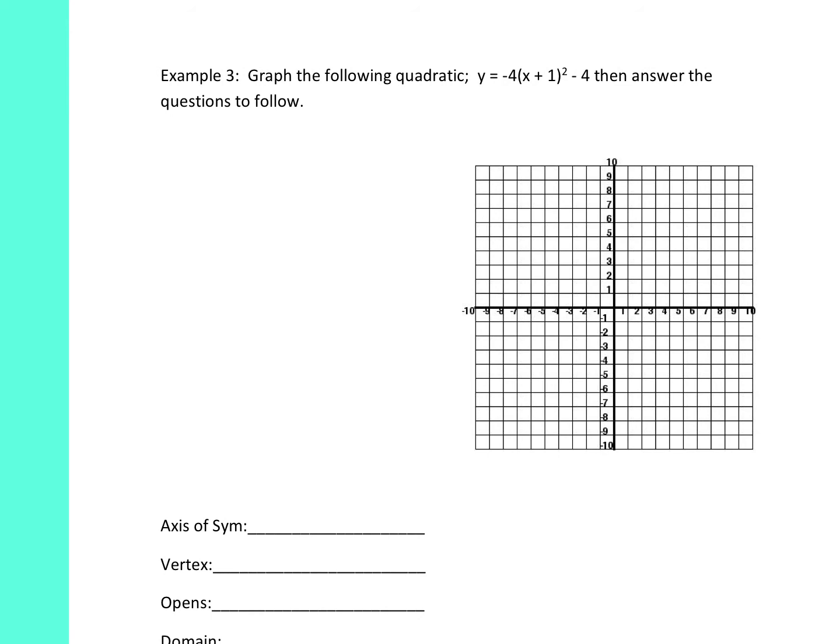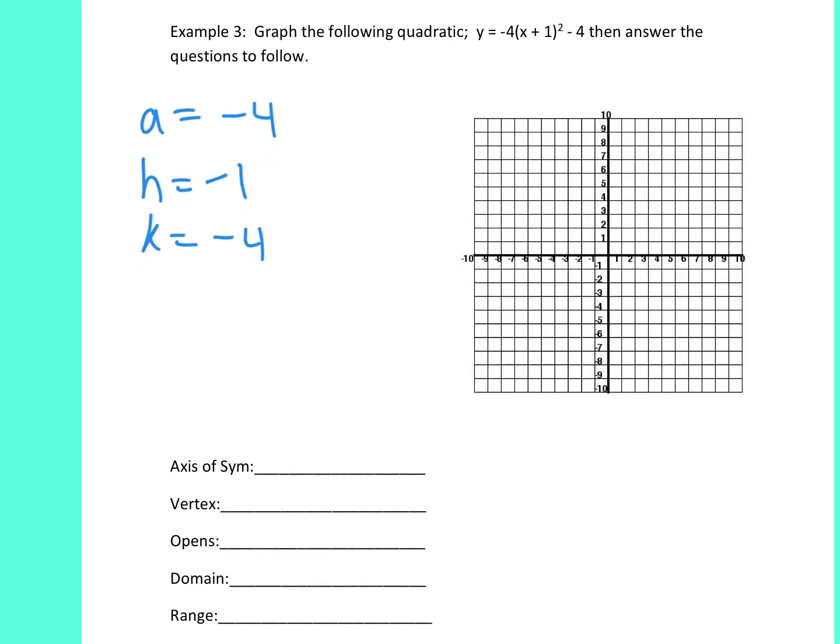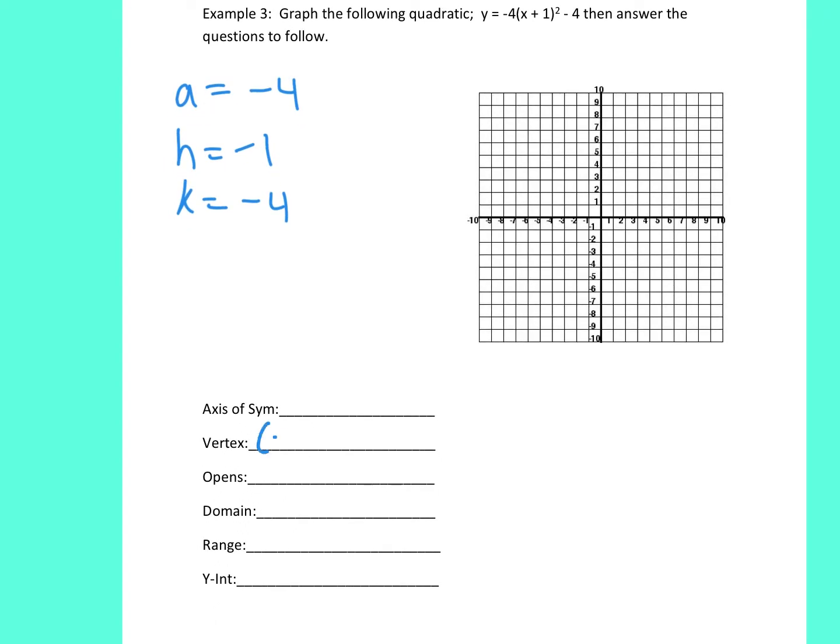So first things first when solving these, again, always start with A, H, and K. What is the A value? -4. It is always the number in the front. What is the H value? -1. Again, that one switches. That's the one inside the parentheses. And then K. -4. Good. So write out your vertex. What is it? -1, -4. Yep, we just found it. Good. Axis of symmetry. -1. Yep, x is -1. You can go ahead and graph those.